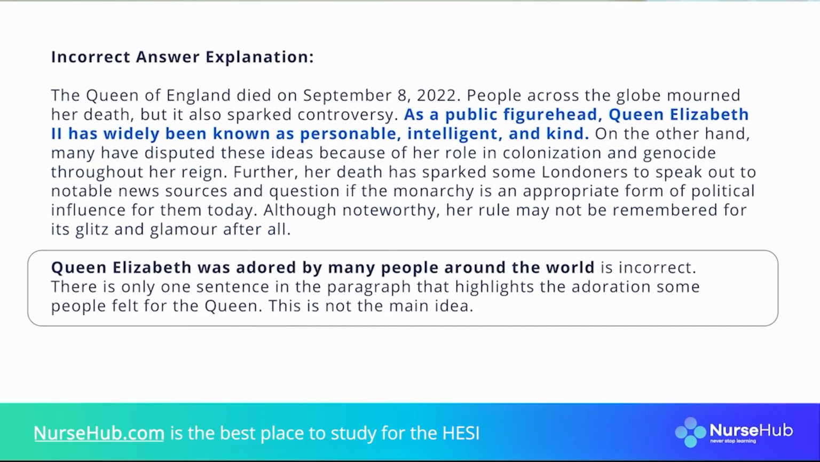Here's our next incorrect answer explanation. Queen Elizabeth was adored by many people around the world. Again, this first piece of evidence that's highlighted on your screen here does show that some people do feel adoration for the Queen. This is not the main idea, though. It leaves out this whole chunk about how there's controversy surrounding her reign.